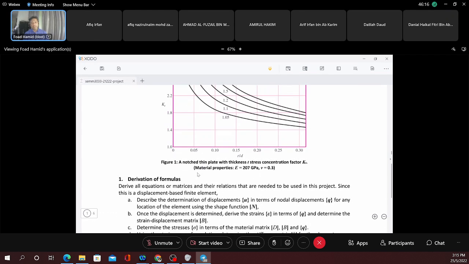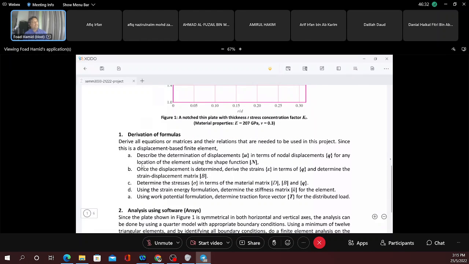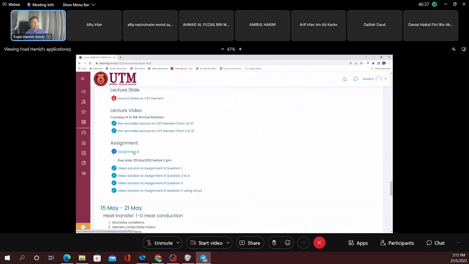Figure A, a notched tin plate with thickness T, stress concentration factor KT, and material properties E equal to 0.207 gigapascal, and Poisson ratio of 0.3. First part is derivation of formulas. I think derivation of formulas is not an issue because you have done this in assignment number 8. So you just copy and paste and put it in your report. Basically this is a free gift. No issue here.